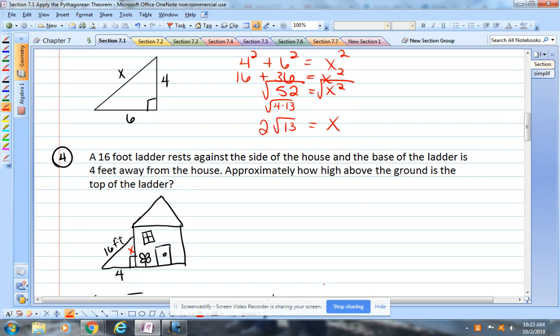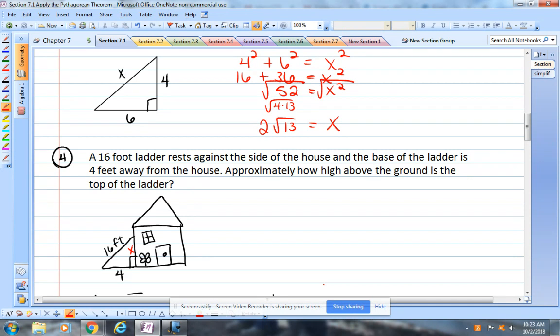So here's my ladder leaned against the house, and the end of the ladder goes to 4 feet away from the house. And this is my little right angle in case you were wondering. I drew it kind of big. Hopefully my house wall is straight and makes a 90-degree angle with the ground. Approximately how high above the ground is the top of the ladder? So they're looking for how high up on the house the ladder reaches from the ground.